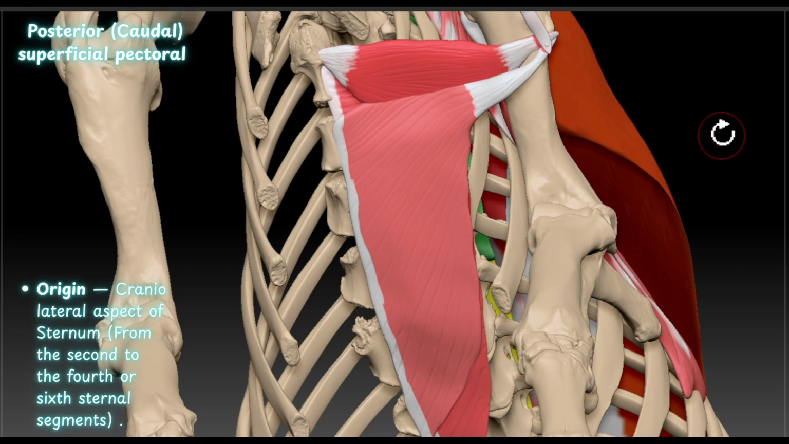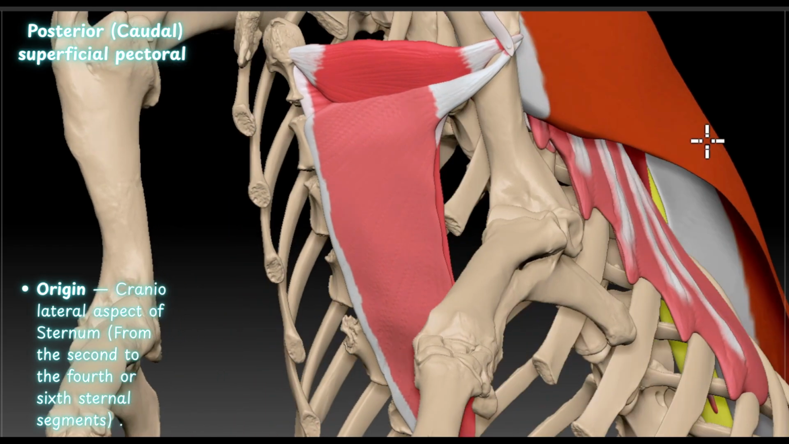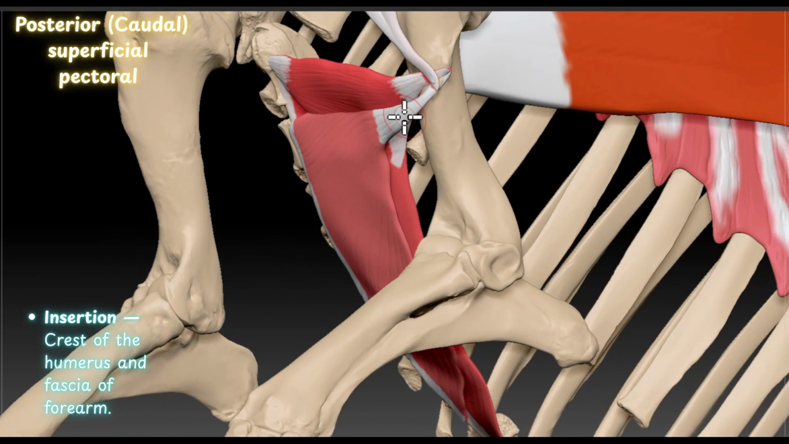Origin of the muscle: craniolateral aspect of the sternum. You can see, this is the craniolateral aspect of the sternum, from the second to the fourth or sixth sternal segment. If you see the origin point, this is the second sternebra. So from the second sternebra to the fourth or sixth sternebra. This is the origin point. And the insertion point is the same. You can see, the insertion point is the crest of the humerus and the fascia of the arm region.